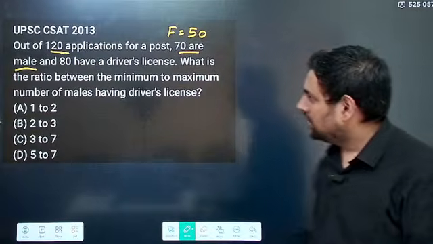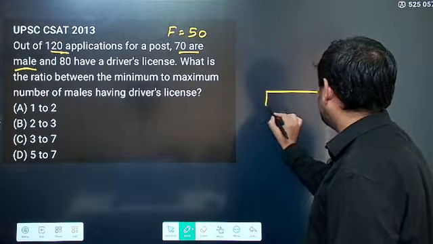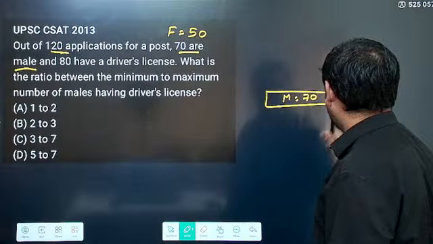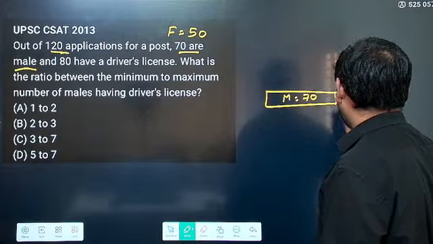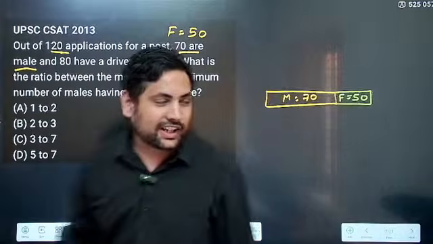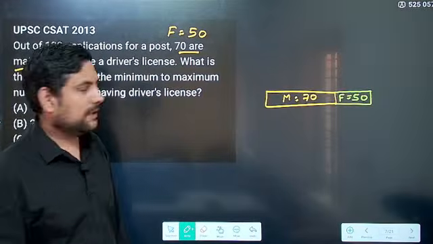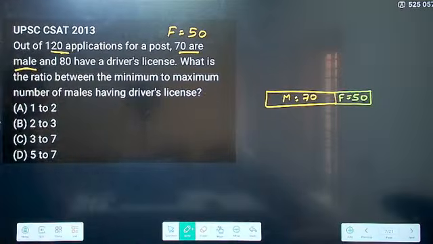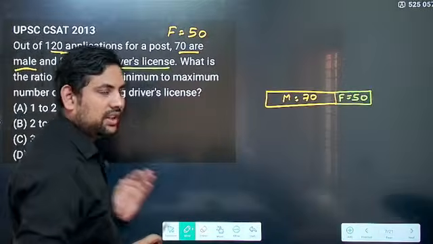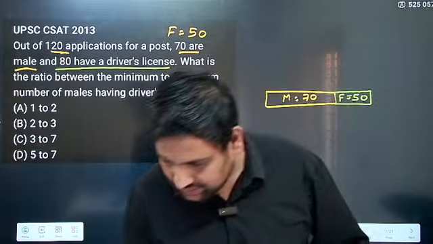This you understand? Now, let's start drawing. I draw the males first. Male equals 70, and then I draw females. Females is given as 50. 70 plus 50 becomes 120. This is fine. Now there are 120 applicants like this. Now what I have to do is distribute 80 driving licenses.